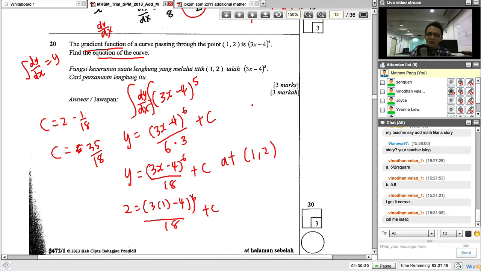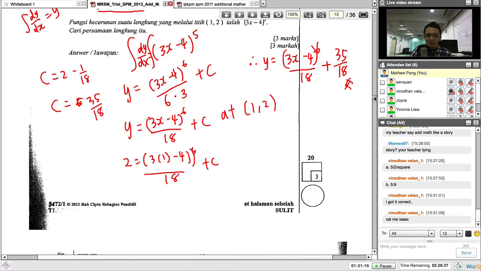Alright, so therefore y will equal (3x - 4)^6 over 18 plus 35 over 18. Done. This will be the equation of the curve. You just need to know how to do the integration, and after that you have to use the coordinate to find the c. A lot of students will forget about plus c. They just do the integration and then stop there. Sure, there's a reason why he gives you a coordinate. Alright, let me move on.